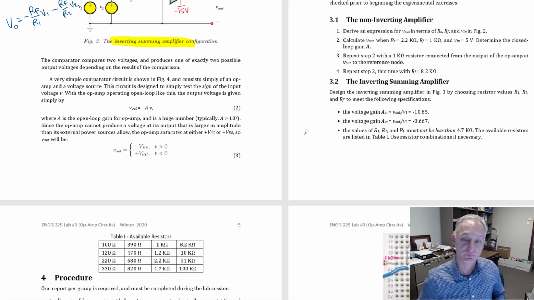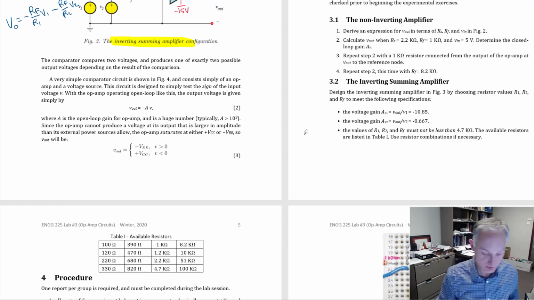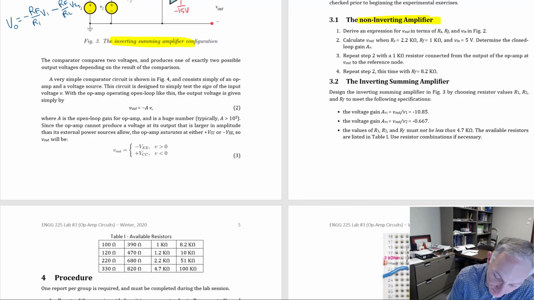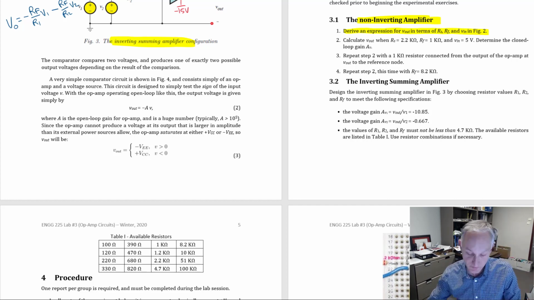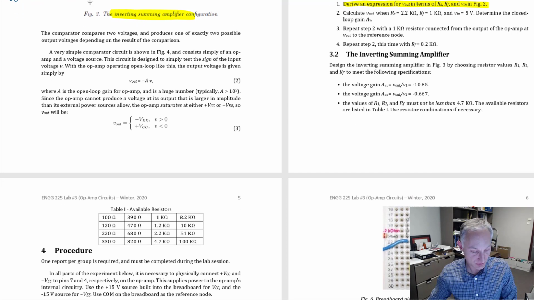Okay, so let's take a look here. You have to do the non-inverting amplifier exercise. So you have to derive an expression for Vout in terms of RS, RF, and Vin, okay? And that's for the op-amp circuit here.